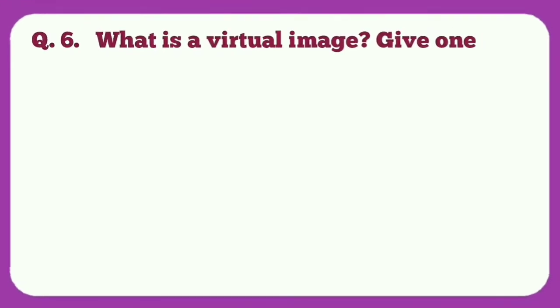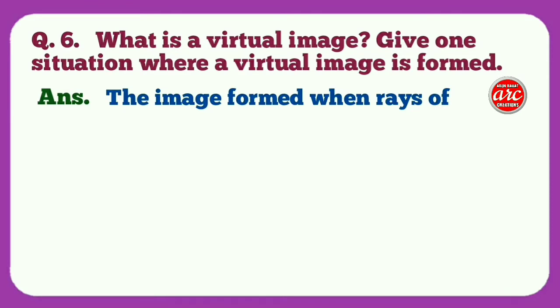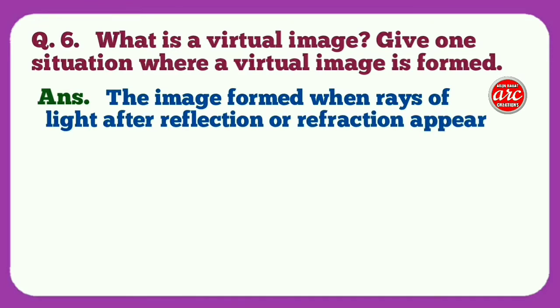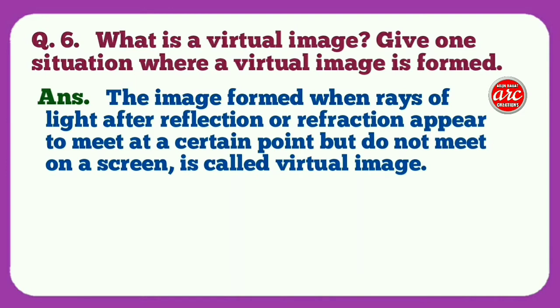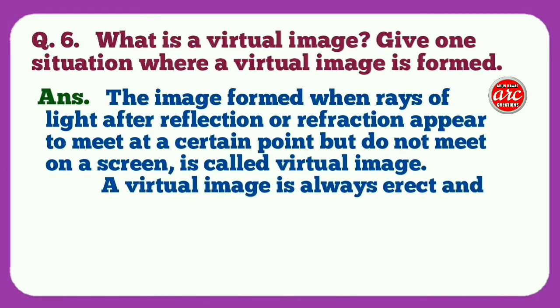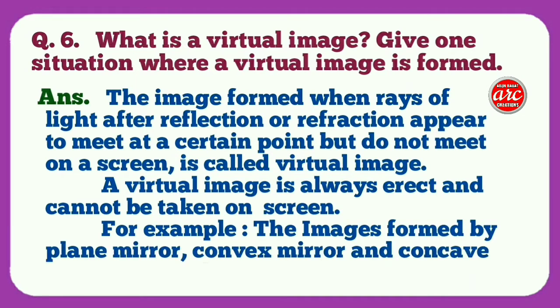Question number 6. What is a virtual image? Give one situation where a virtual image is formed. Answer. The image formed when a ray of light after reflection or refraction appear to meet at a certain point but do not meet on a screen is called virtual image. A virtual image is always erect and cannot be taken on screen. For example, the images formed by plane mirror, convex mirror and concave lenses are virtual.